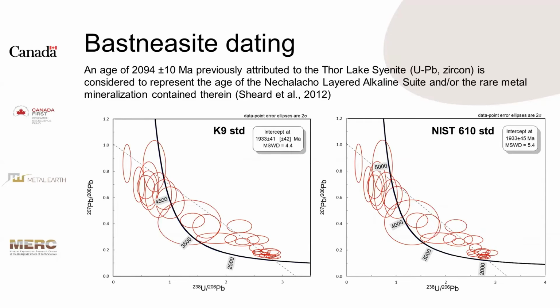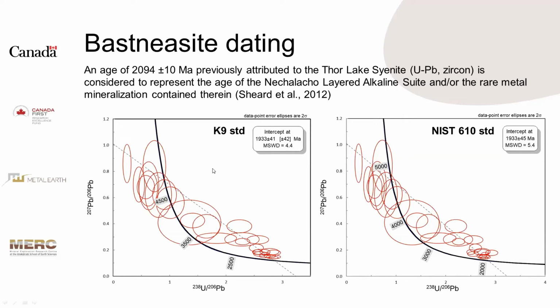So from that, we tried to date the bastnasite of Thor Lake. At Thor Lake, the age of the mineralization is supposed to be 2.1 billion years old. It's actually the age defined for the Thor Lake syenite, which was dated by uranium-lead on zircons, but it's considered to represent the age also of the rare metal mineralization. But we know that the mineralization is actually hydrothermal and post-dating the syenite. So the big question was, well, what is the age, and is it actually enriched a lot later or not?